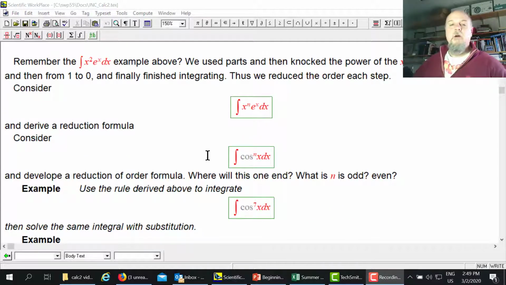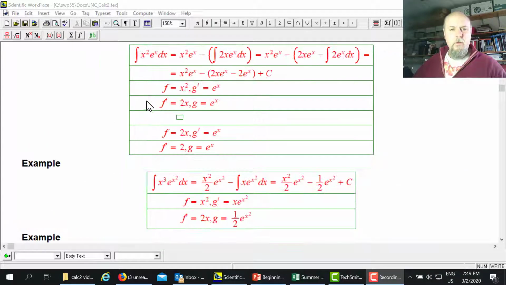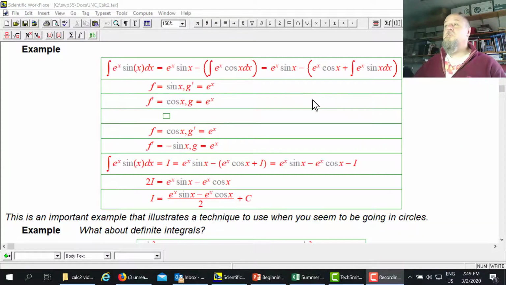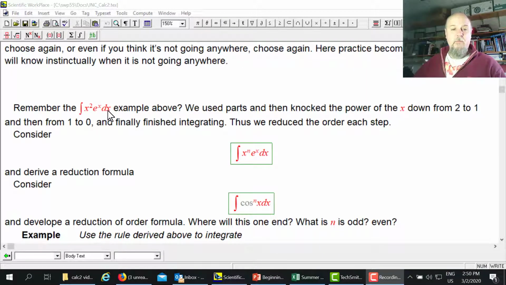So the next thing we're going to talk about is reduction formulas. I'm asking you here if you remembered the x squared e to the x case, and we even did another one, the x squared e to the x. We dropped it down by 1. It went from x squared e to the x to x e to the x, and then we did parts on that again, and it turned into x to the 0. So it went from x to the 2, x to the 1, and x to the 0 after we did parts on that. So we reduced the power by 1. That's what I'm thinking about here.